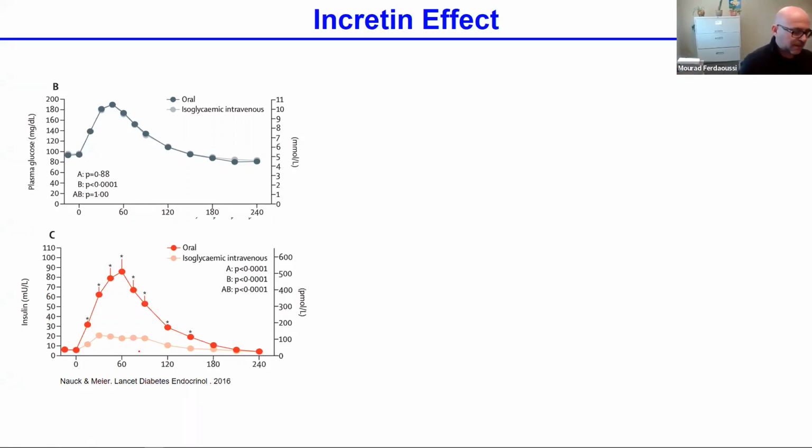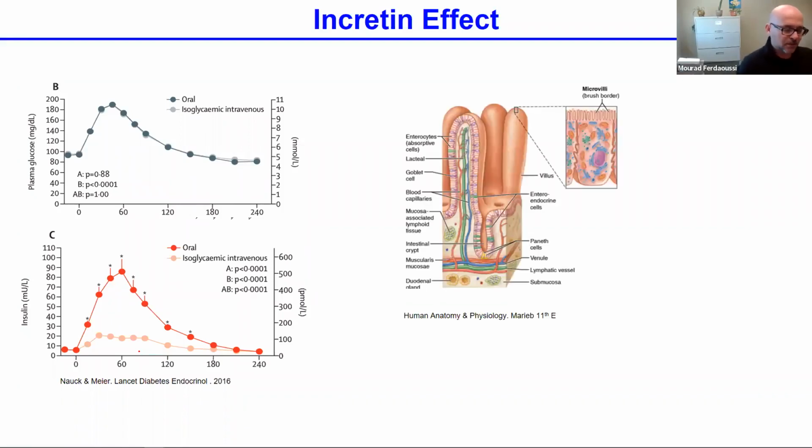To explain this effect, I would like to take you back a little bit to your physiology classes and just see how the glucose actually acts in the digestive system, because the glucose is given orally and this effect is dependent on this oral delivery of the glucose. So something in the digestive system can mediate this potentiation of insulin secretion.